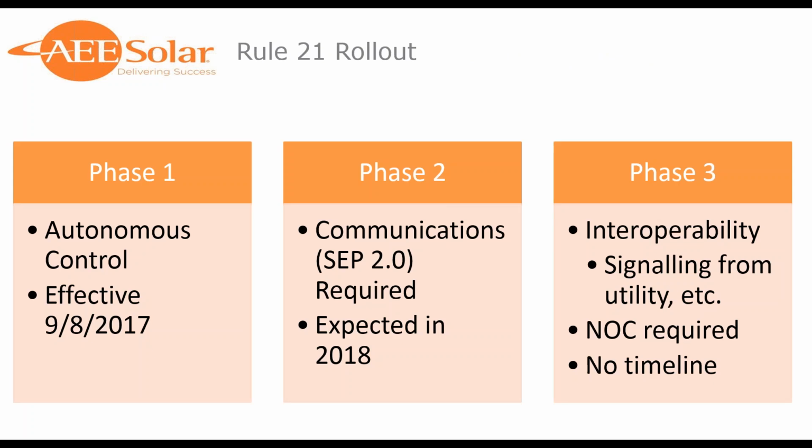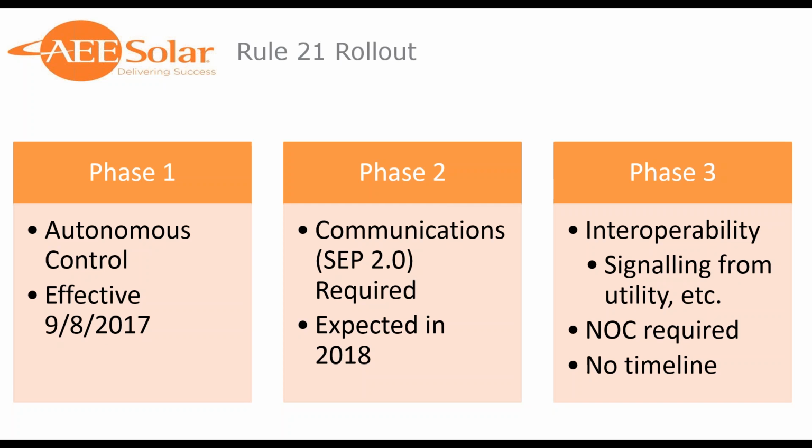Communications. Smart Energy Protocol 2.0 will be required. It's going to be using the SunSpec industry standards for communication. We expect that sometime in 2018. Basically, what that's going to say is, yes, we're past phase one. Everything installed has to be compliant to 1741 SA. Phase two means you need to have some communications ability required to that inverter.